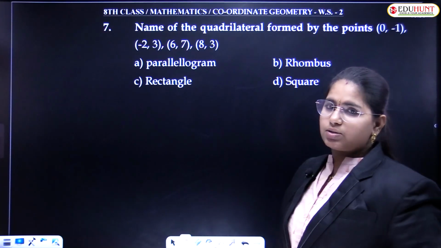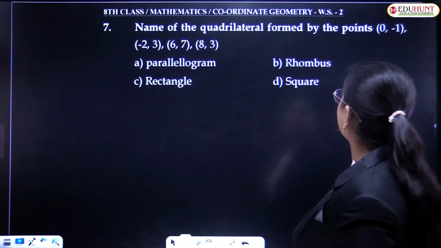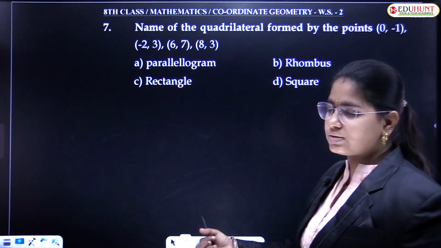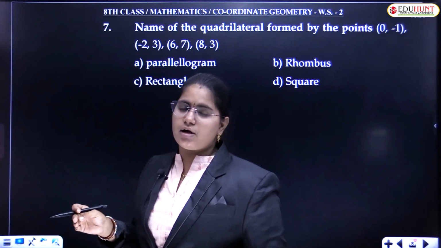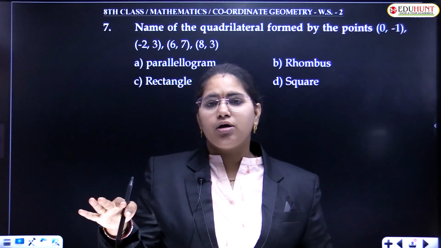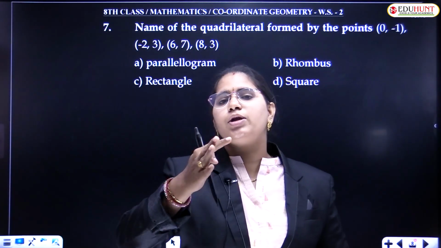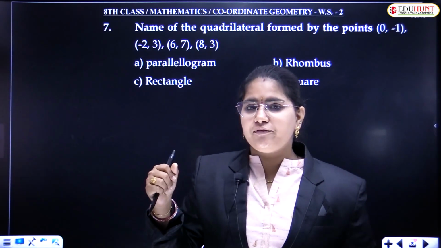So what is my next question? Name the quadrilateral, as usual, formed by the points 0, -1, -2, 3, 6, 7, 8, 3. So let's begin the problem. I think for this question you can solve it on your own along with me. I'll also start the problem and let's check how many of you have solved the question, and tell me the answers quickly, fast.